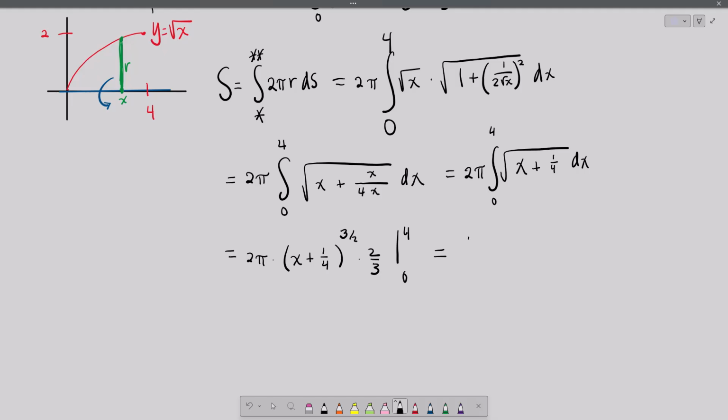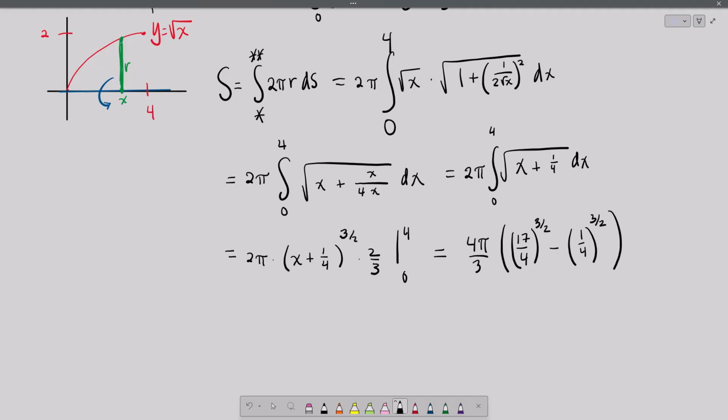So we have 4 pi divided by 3 as our coefficient. And then we're going to plug in 4 right there. So 4 plus a fourth. 4 plus a fourth is 17 fourths? Right? Did I say that right? Yes. 17 fourths. Thank you. And that's raised to the 3/2 power. And then we have to subtract off what happens at 0. Plug in 0, we get 1/4 to the 3/2 power. And that would be our surface area.